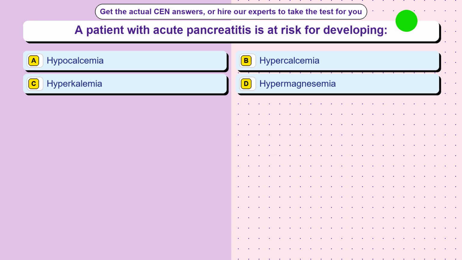Question 3. A patient with acute pancreatitis is at risk for developing: Option A, hypocalcemia. Option B, hypercalcemia. Option C, hyperkalemia. Option D, hypermagnesemia.